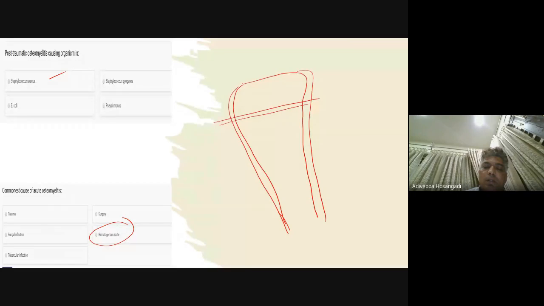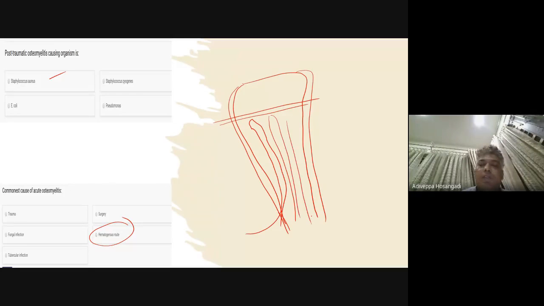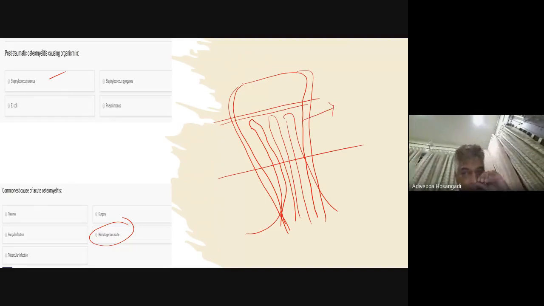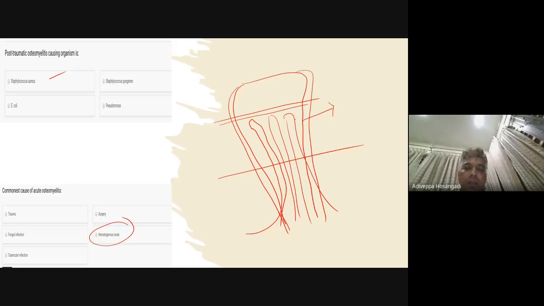So, blood vessels enter like this. There is a hairpin bend. So, why the metaphyseal region? Metaphyseal region is the most common site for osteomyelitis. You must know this. It can appear in some other question. The reasons are plenty. One is hairpin bend of the blood vessels.